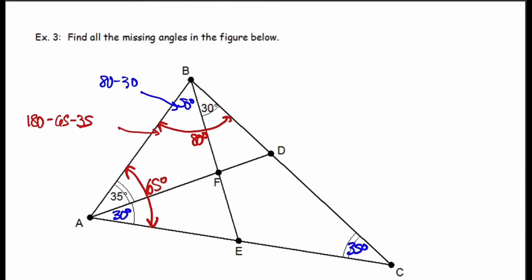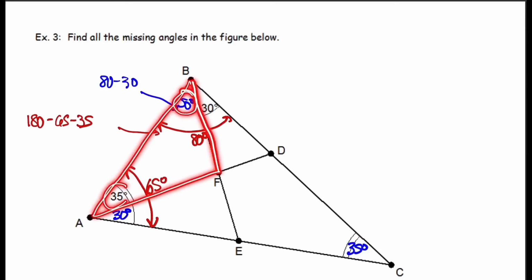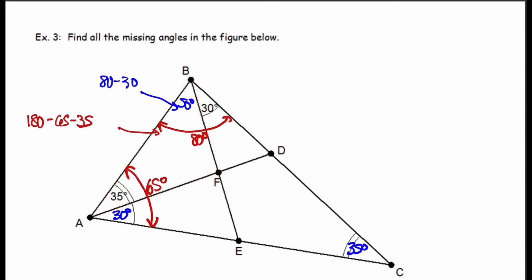Now, I know it's starting to get kind of cluttered here. We got a lot going on. But now, if we focus on this triangle, I have a 50-degree angle there and a 35-degree angle there. So to get this one, I take 180 minus those two angles.